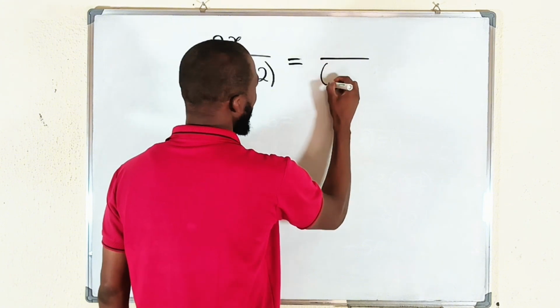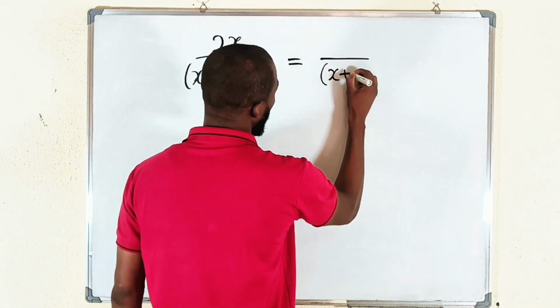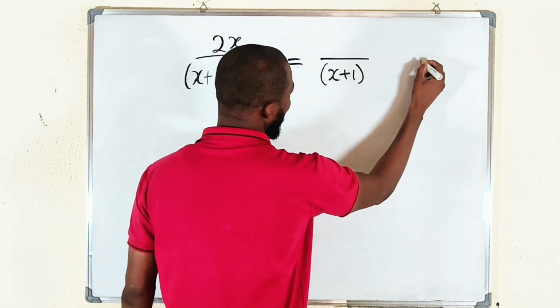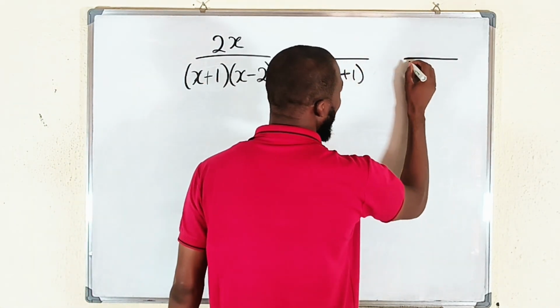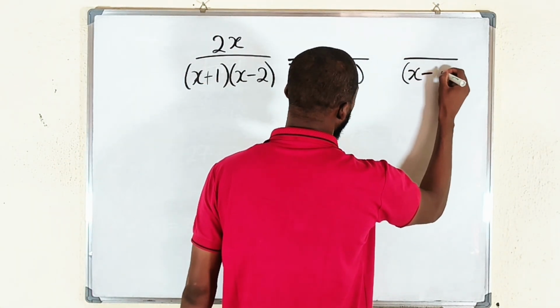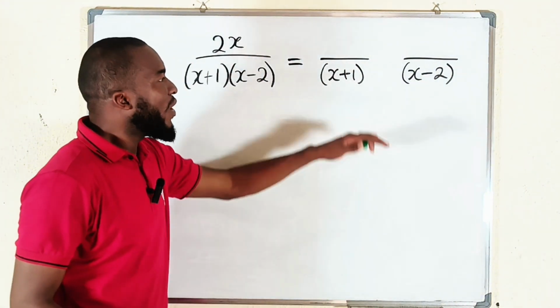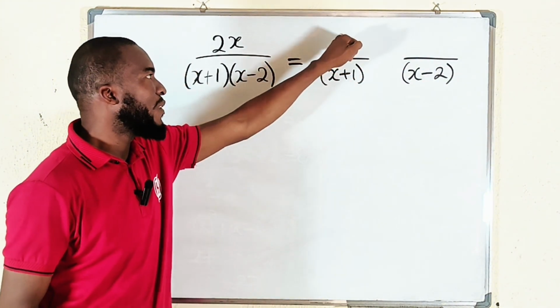The bottom you have x plus 1, right? Then plus something. I don't have to write plus because it could be minus as well. The factor is what? x minus 2. So how can we find the values here and here? Let's start with this one.